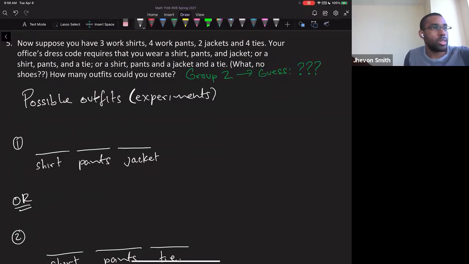I'm trying to view the questions on another screen here, so I don't have to keep scrolling up and down on this screen.